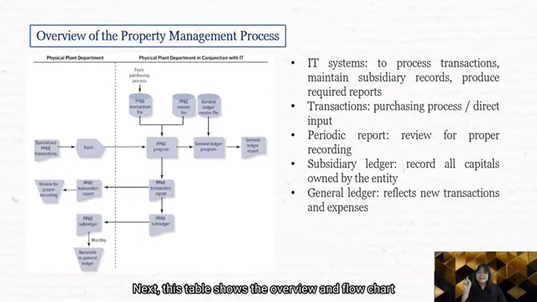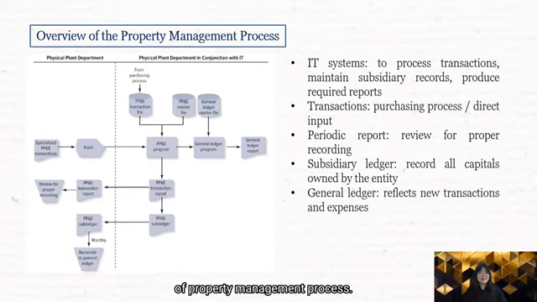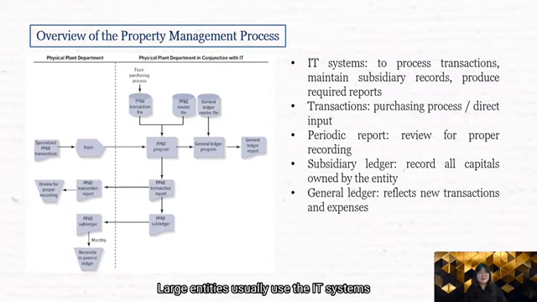Next, this table shows the overview and flowchart of property management process. Large entities usually use the IT system to record and process plant, property, and equipment, where it is easier to maintain the subsidiary records and produce the required reports. Using the IT system, transactions are periodically entered both from purchasing process and direct input into the system. The property, plant, and equipment master file will then be updated accordingly, and the periodic report can be reviewed to ensure the proper recording.